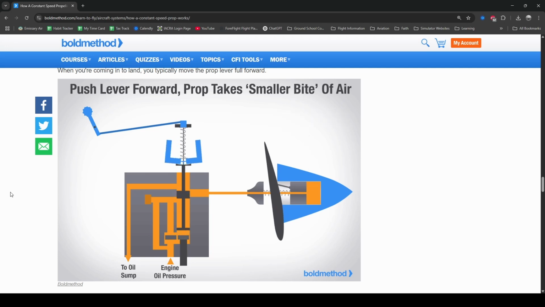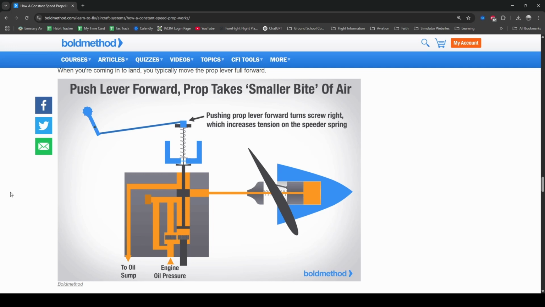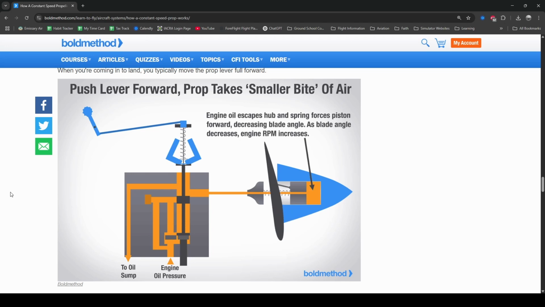As the piston moves forward, the angle of attack of the propeller decreases. This decrease in angle of attack reduces the induced drag of the propeller. As the drag decreases, the RPMs will increase. As the RPMs continue to increase, your flyweight centrifugal force will increase as well, until a balance is achieved between the flyweight centrifugal force and the speeder spring tension force.